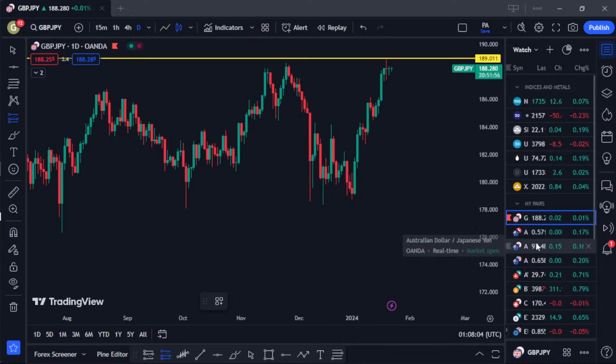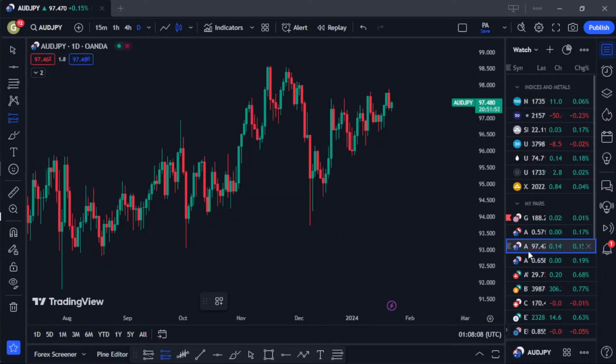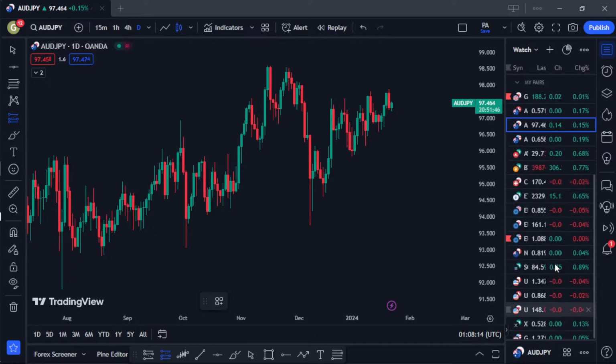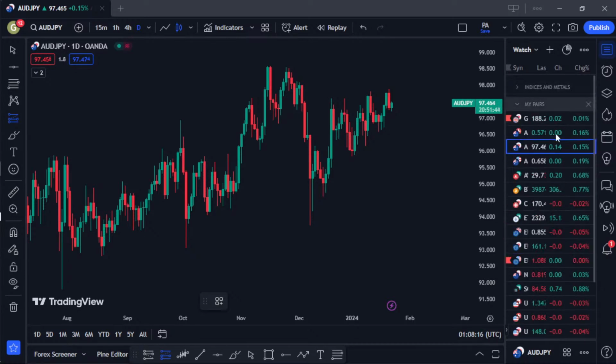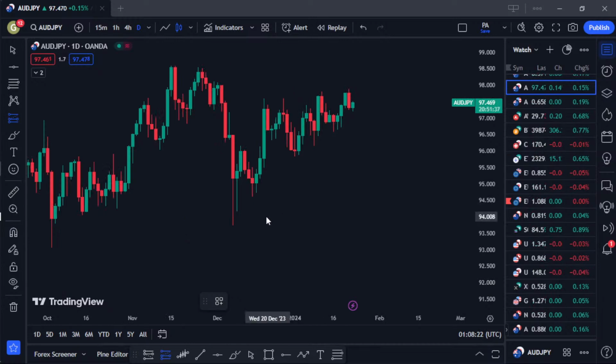For today's market, let's start with Australian dollar JPY. Australian dollar JPY is part of my favorite trading pairs. The pairs you see on this part here are the ones I actually trade, and these are some indices and other metals I trade often. So we are going to touch on almost all of these pairs here. The first thing, let's take a look at the Australian dollar JPY.